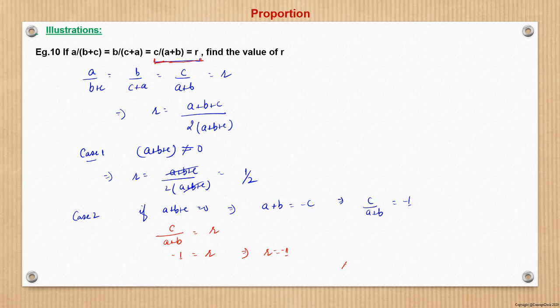So what are the possible values of r? R is equal to either minus 1 or half, right? This is the answer to this question. Same as what we did in the previous question.